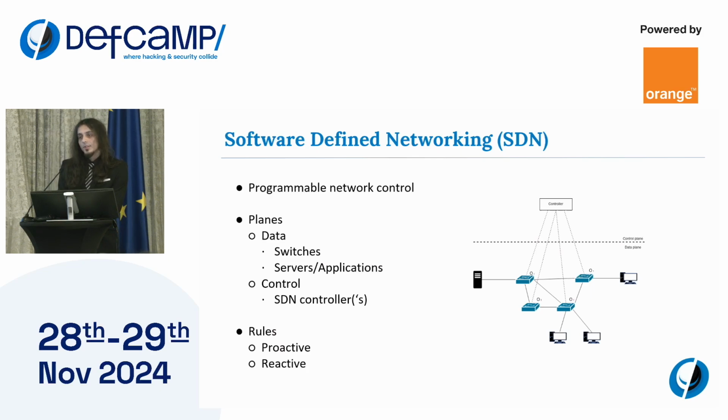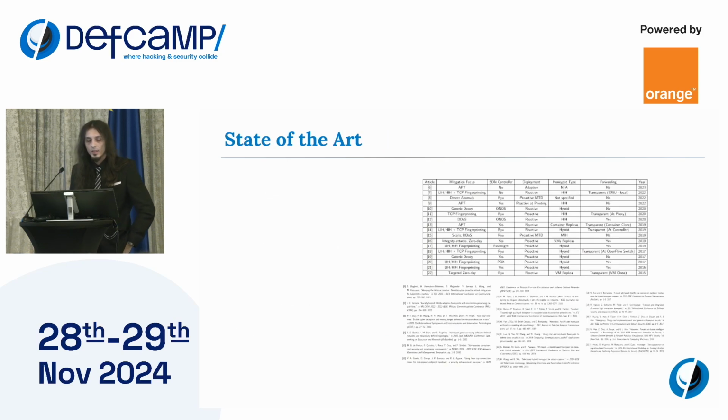Rules that you can install on the switch can be proactive or reactive. If the switch doesn't know what to do with the packet, it will usually redirect it to the controller such that the controller can take a decision what to do with it. Now let's go back to our problem, state-of-the-art that solved some of the problems on redirecting attackers to honeypots.